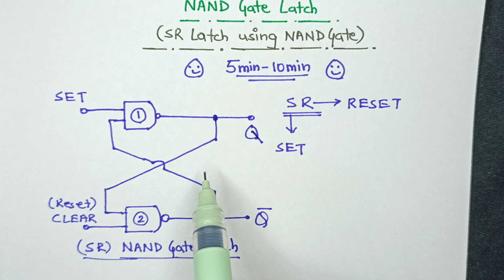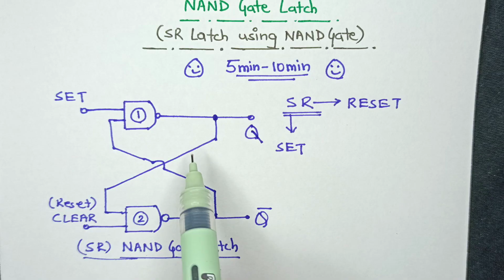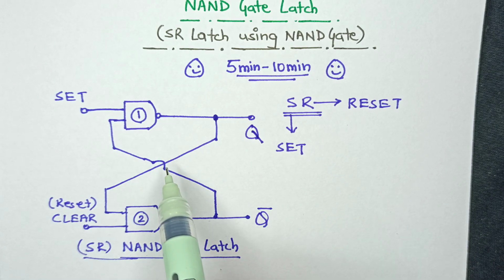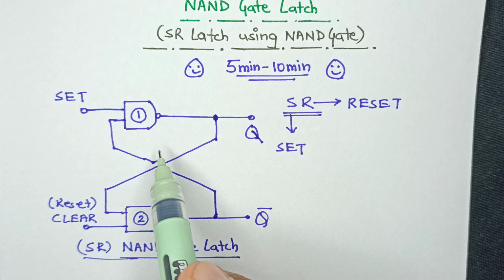So there are two types of combinations which are possible here. Let us go with the first one. Normally, the set and the clear inputs of the latch are resting in the high state.